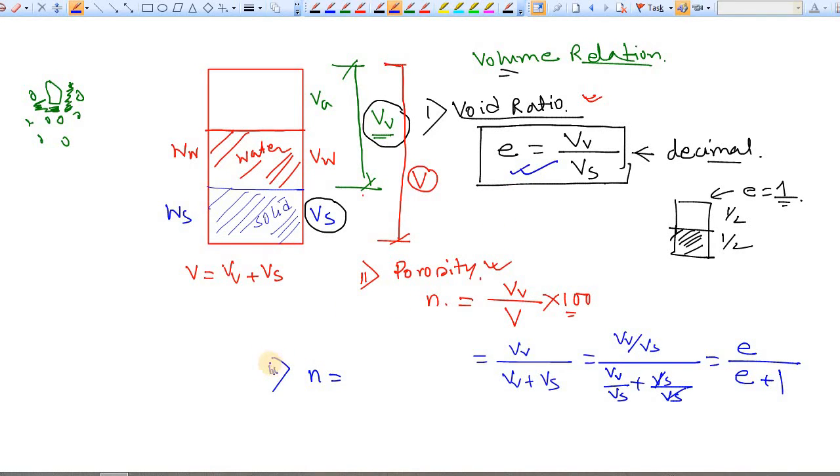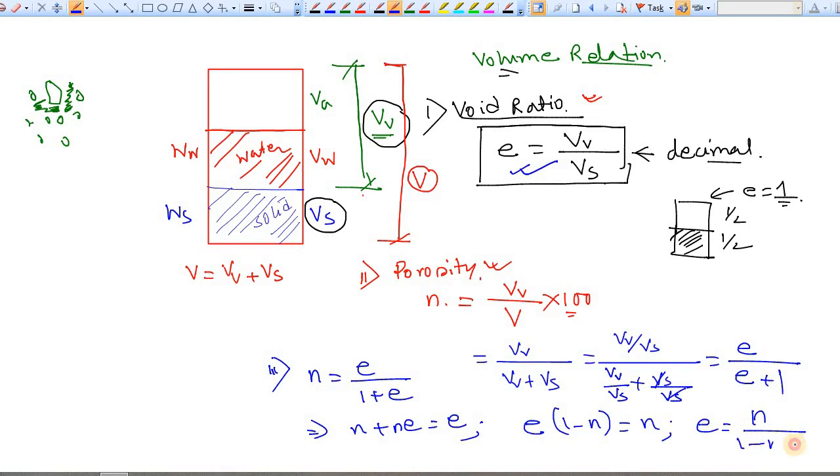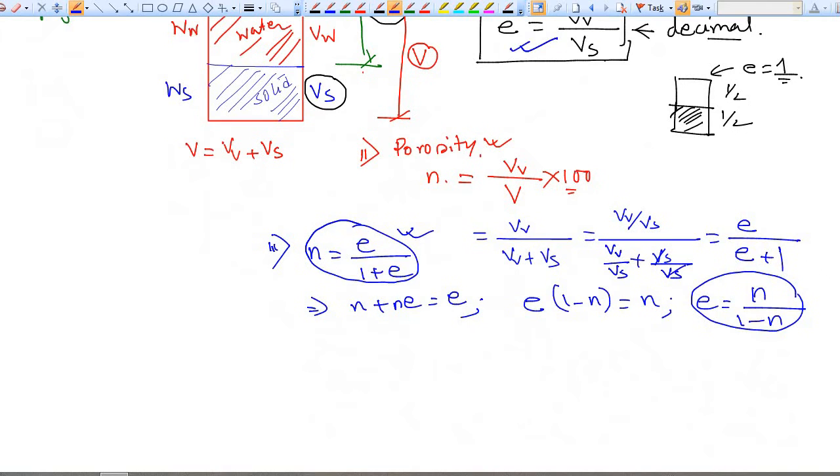This is our third phase relation, that is n is equal to e divided by 1 plus e. Or you can express it like n plus ne is equal to e, or e(1 minus n) is equal to n, or e is equal to n divided by 1 minus n. Either way, you can express the interrelation between the porosity and void ratio.